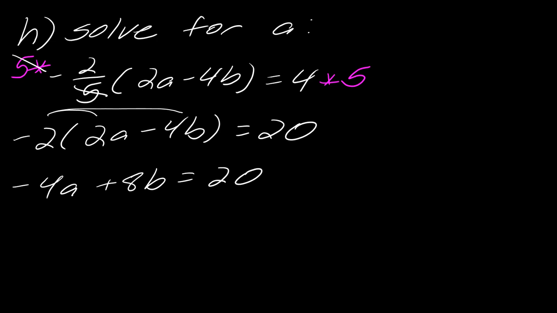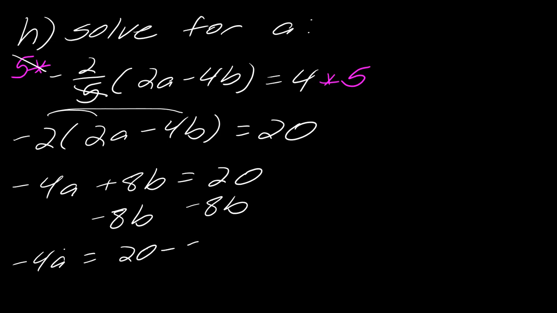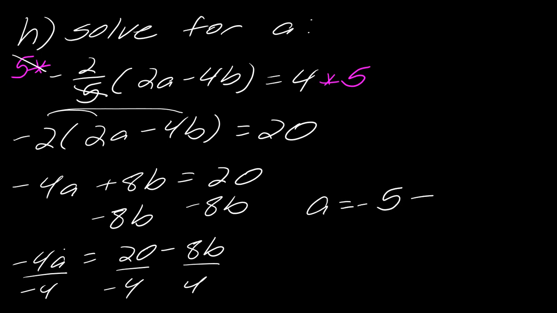So I'm solving for a, so I need to subtract off the 8b. And then I have negative 4a equals 20 minus 8b, and I want to divide each part by negative 4. So no matter which way you would have done this, you'd get negative 5 minus, oops, that should be plus 2b. That's a terrible looking plus sign. Okay, negative 5 plus 2b, or if you called that 2b minus 5, it's totally fine.